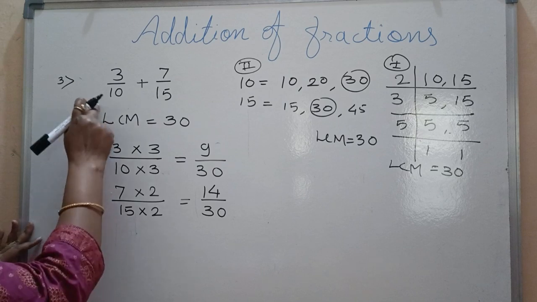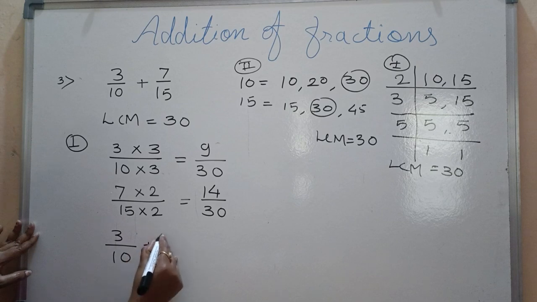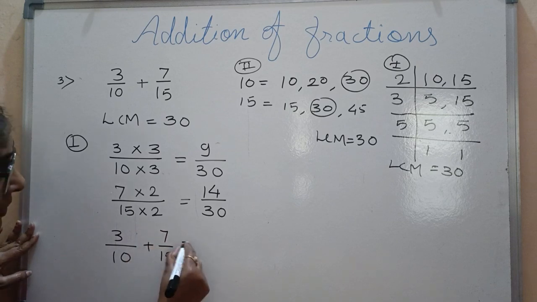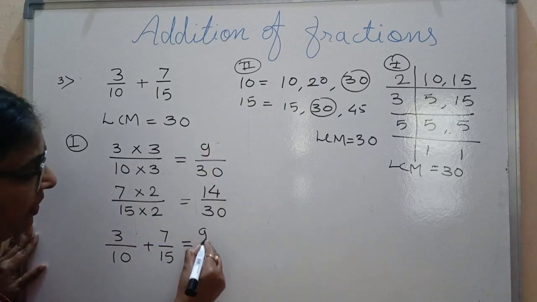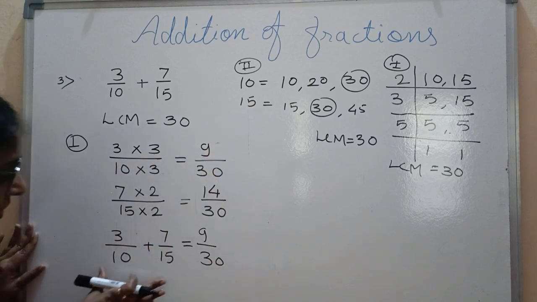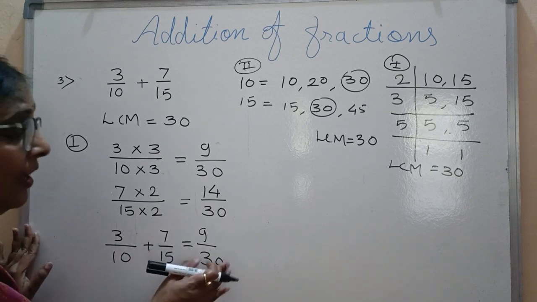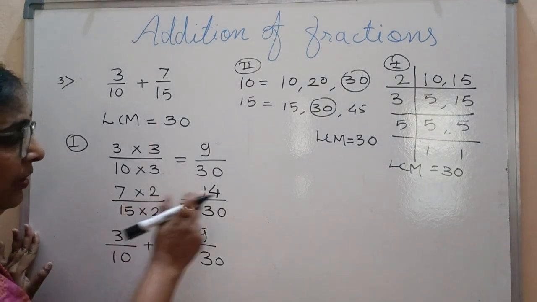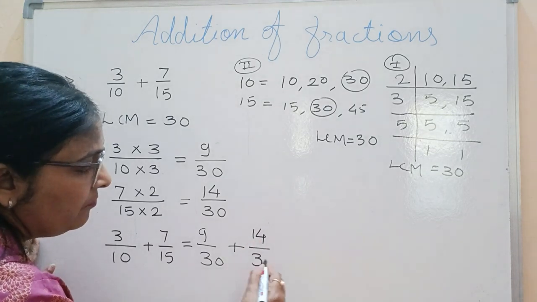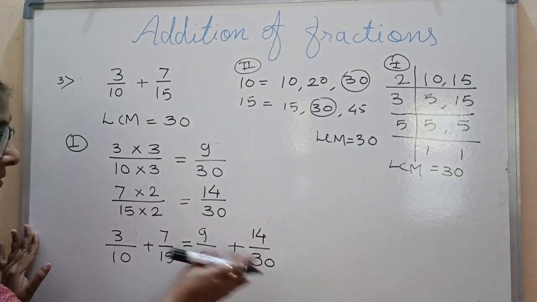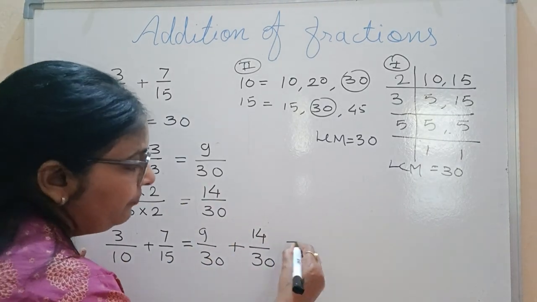Okay. Now add it. 3 by 10 plus 7 by 15 is equal to, instead of 3 by 10, what will I write now? 9 by 30. See here, unlike fractions, we have changed that fraction into a like fraction. 7 by 15, what is there? Plus 14 by 30. Now you can see here, these unlike fractions changed to like fractions. Now we can add it easily.